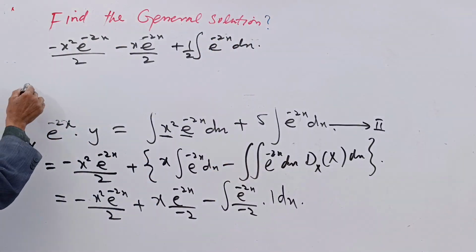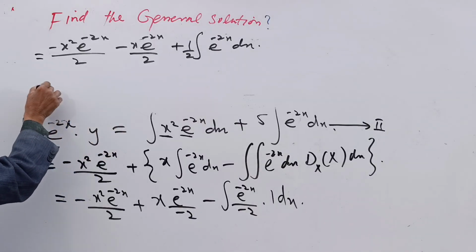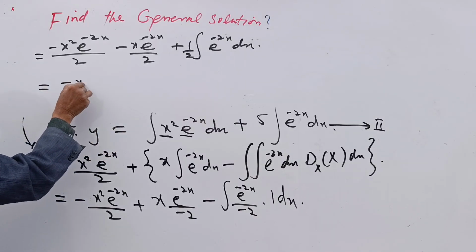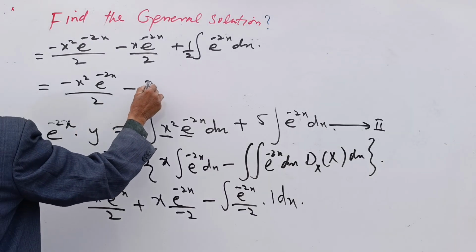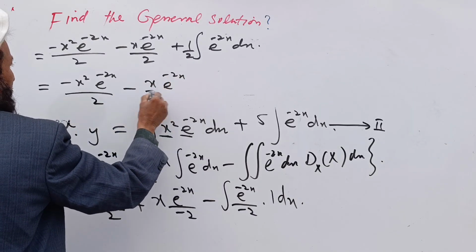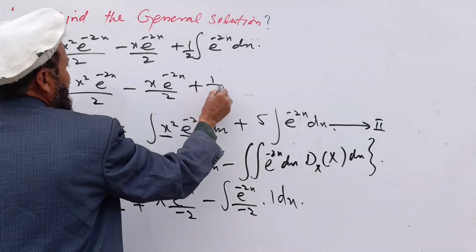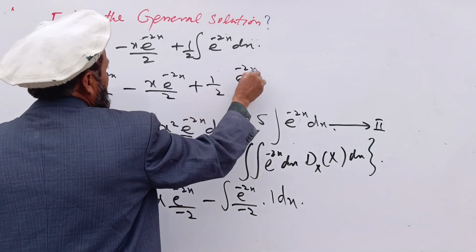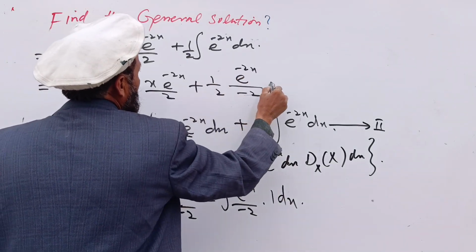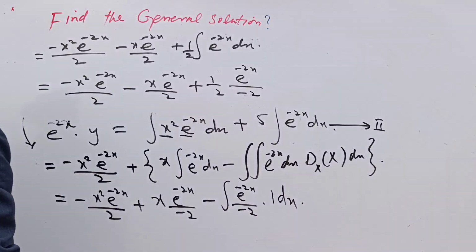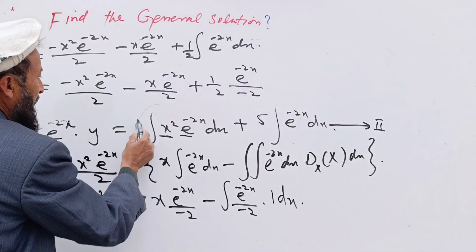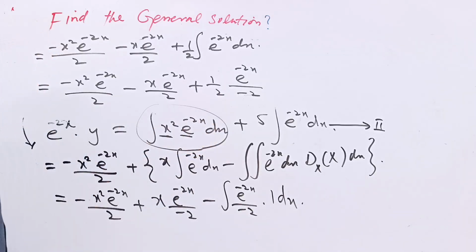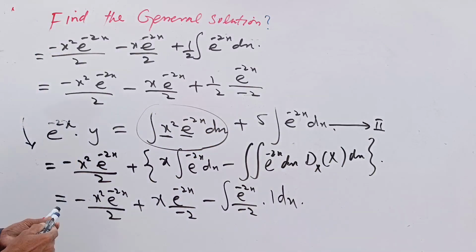So the final result of this one is minus x square e exponent of minus 2x divided by 2 and minus x e exponent of minus 2x divided by 2 plus 1 by 2, and here e exponent of minus 2x divided by minus 2, plus c. Now we get this result. We substitute this complete result in the place of this function, and we get the value of the y function.